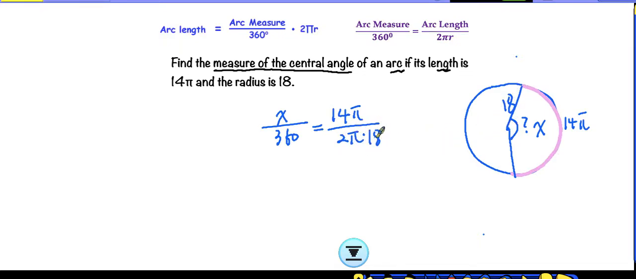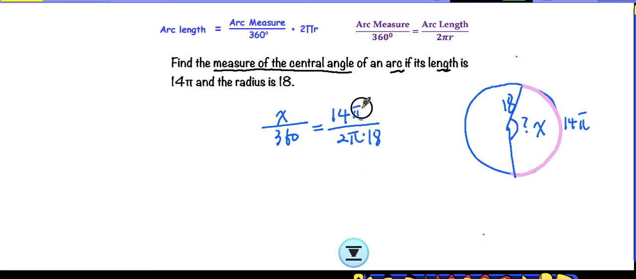R here is 18. Again, if you double check the structure of this formula, the central angle compared to the whole circle, this ratio is the same as the length of the arc compared to the whole circumference. As you know, 2 pi r is the circumference. Before we do that, it's always a good idea to simplify.